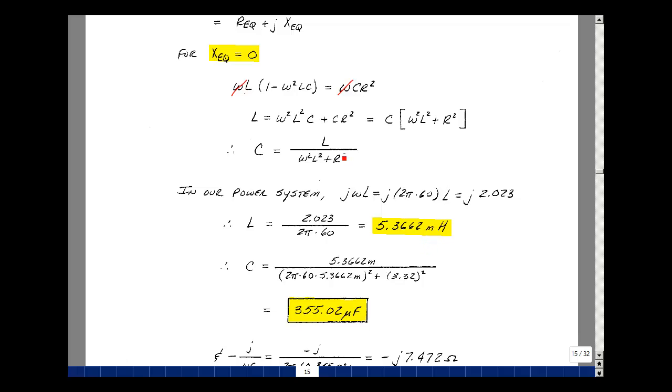Now let's stick that back in this equation. So I've got 2π times 60, I've got the value of L, and I'm going to square that, and I'm going to add the value of the resistive part, which is equal to 3.32. I'm also going to square that. It turns out to be 355.02 microfarads.